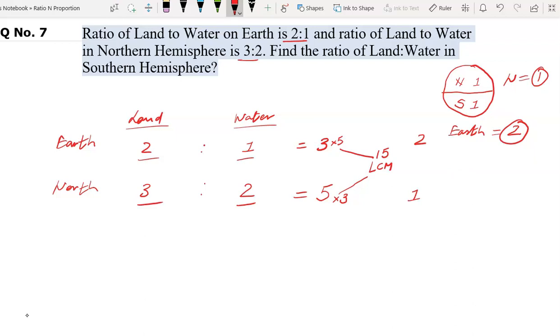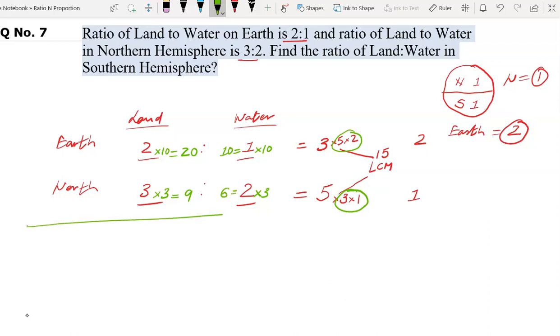So what we will do? We will have to multiply this by 2 and this by 1. Now 5 into 2 is how much? 10. So we will multiply this by 10, this also by 10. 3 into 1 is 3. We'll multiply this by 3 and this also by 3. So we will get 2 into 10, 20. 3 into 3 is 9. 1 into 10 will give us 10. 2 into 3 will give us 6.